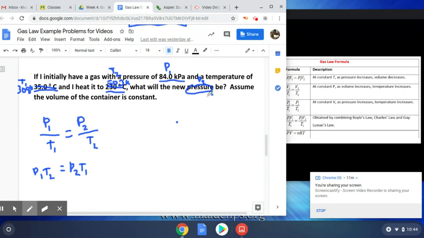Circle what you're looking for. We're looking for P2. So we'll circle P2. In order to get P2 by itself, you have to divide by T1. I don't know why this is so slanted all of a sudden, but go with it. The T1s will cancel over here, so I'll erase them, and we'll have this nice formula to plug stuff into.